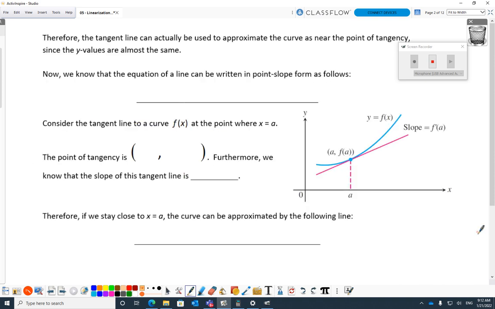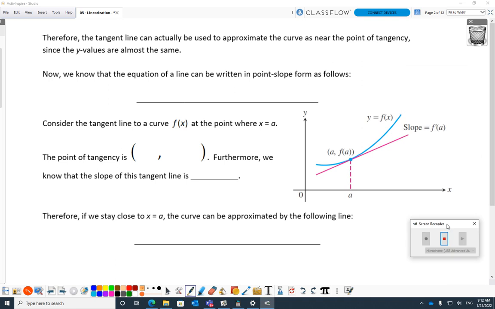Therefore, the tangent line, I'm going to highlight that. This line is the whole first part of this lesson in one sentence, or the idea of it anyways. The tangent line can be used to approximate the curve near the point of tangency since the y values are almost the same.